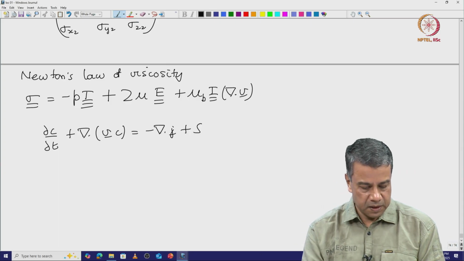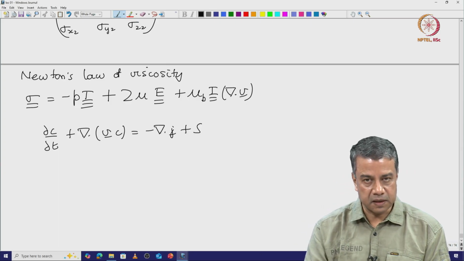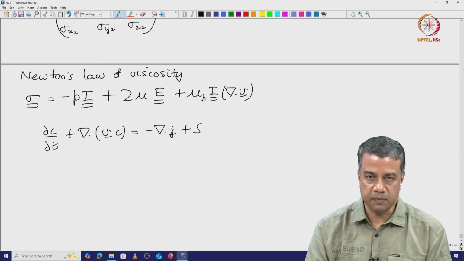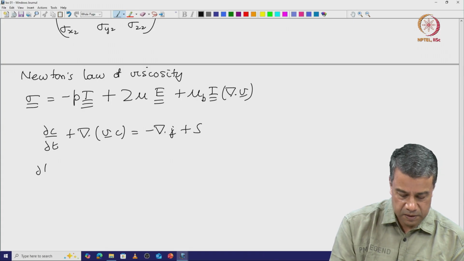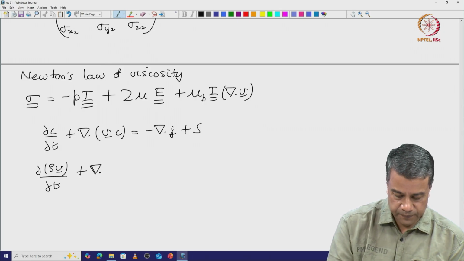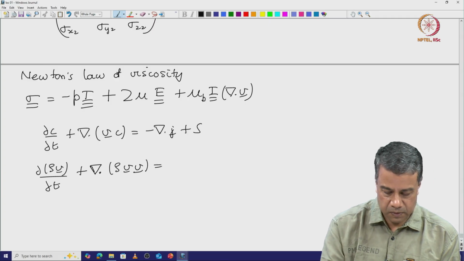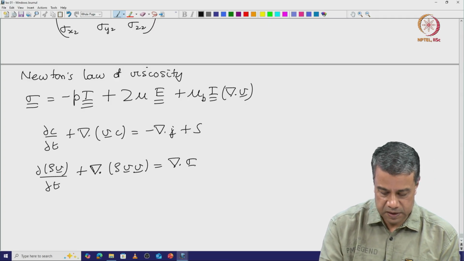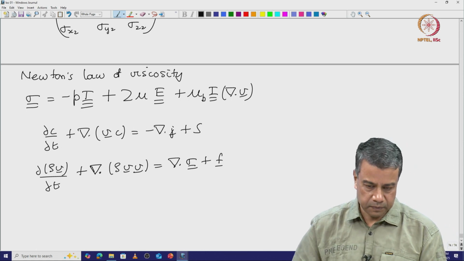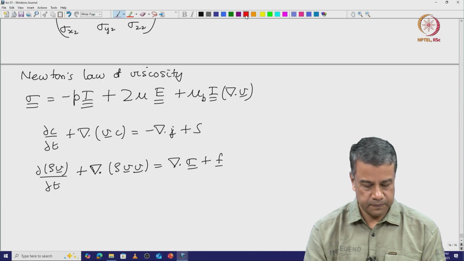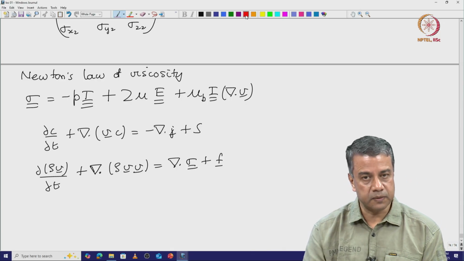If I write this for the momentum density, which is the mass density times the velocity, a similar equation would be of the form partial of rho V by partial t plus the divergence of rho V V is equal to the divergence of the stress plus any body force density. This is the momentum conservation equation for a fluid.